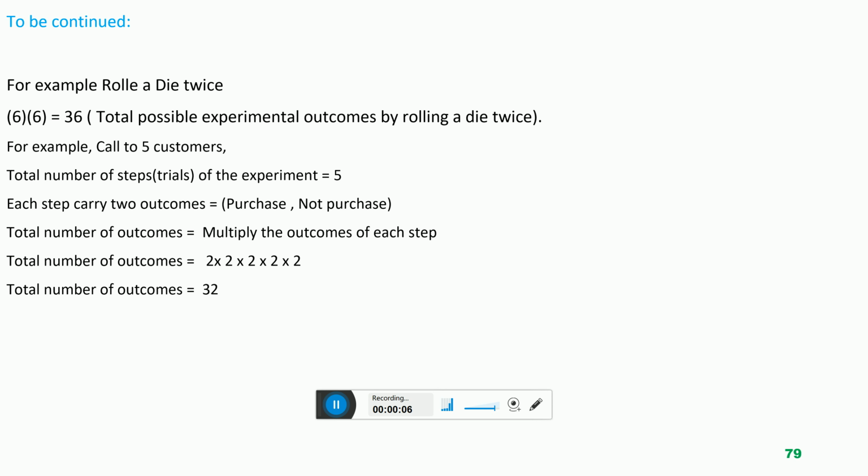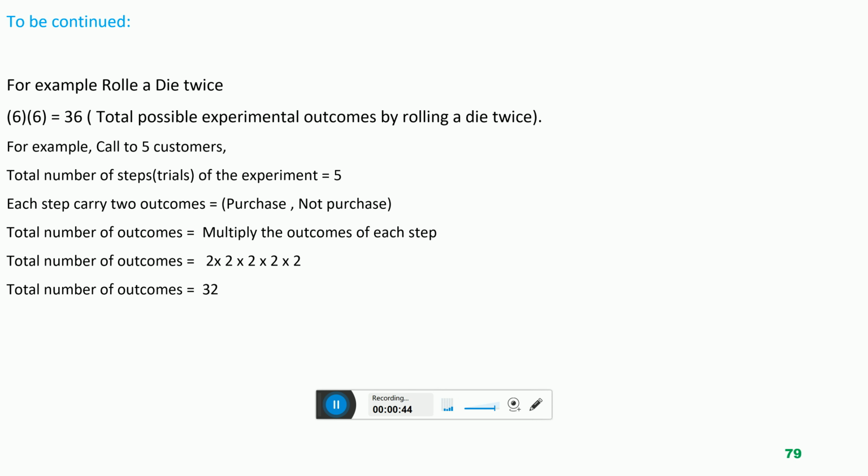In the previous lecture we were learning the concept of counting rule, and we learned that counting rule is used to determine the total number of experimental outcomes of an experiment. And we put a few examples, and we were discussing this last example, call to 5 customers. So the experiment is a call to the customer. The sales manager is calling 5 customers. So what is the experiment? Call to the customer.